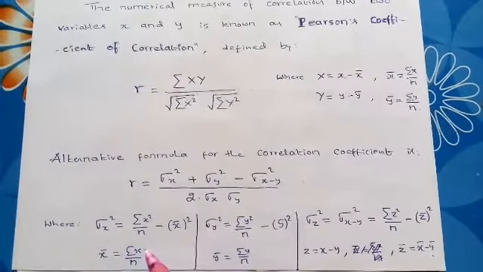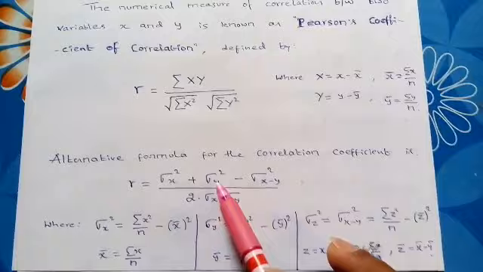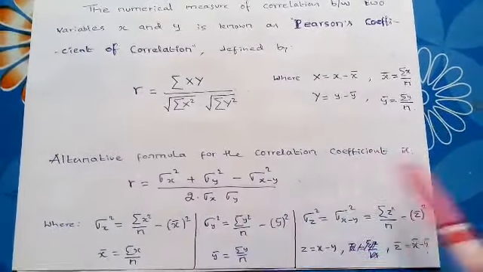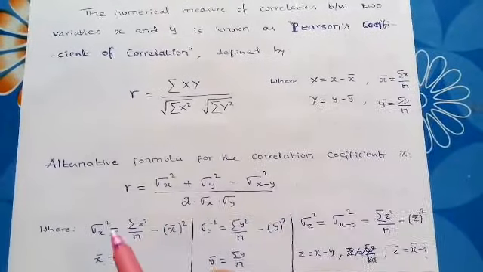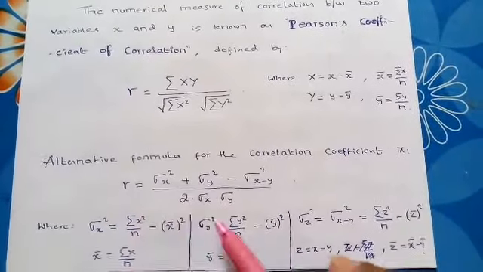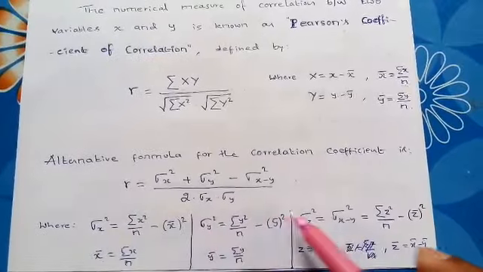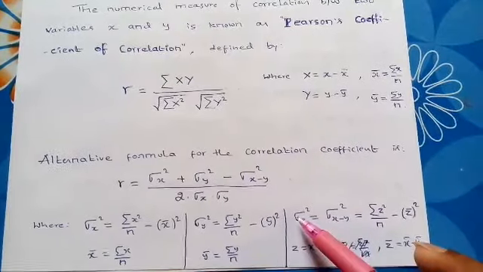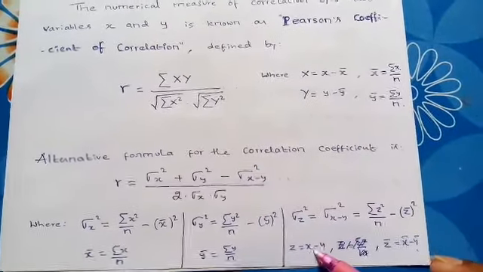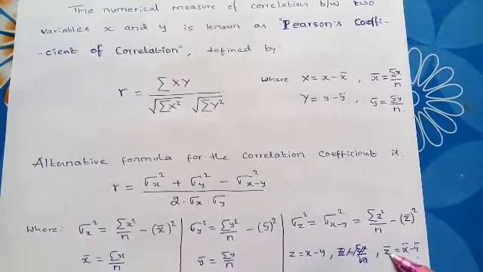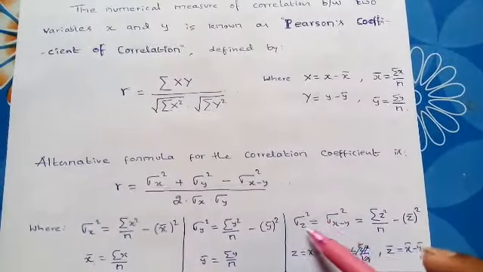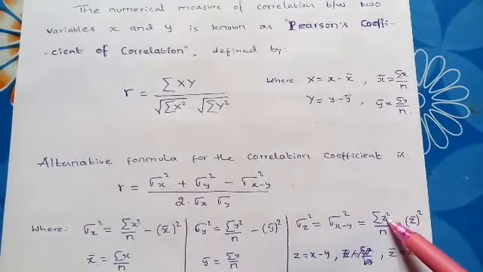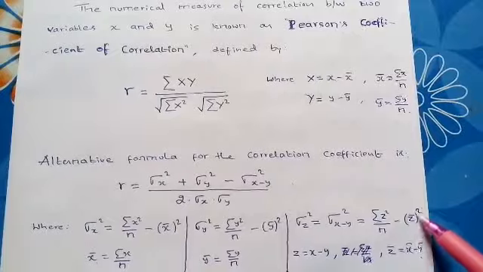Is it clear? Here x and y are the values of the independent variables given in the table, right? So we have to find out these values: sigma x square and sigma y square. For sigma x minus y square, we have to take z equals x minus y, and z bar means x bar minus y bar. For that, sigma x minus y square equals summation z square divided by n minus z bar square.